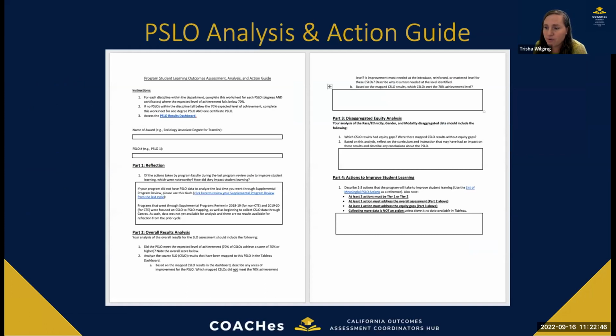And then we also have a program SLO analysis and action guide. So again, there's the reflection on the last iteration of the program analysis and action. There's an overall results analysis, an equity analysis, and actions, right? And so again, as program faculty get together and they look at this data, they're considering all the various courses that are in the program and the things that they're teaching. They're looking at the strengths and the weaknesses, and they're really able to have conversations about what's going well, what maybe isn't seen in the data that they can add to the conversation, right?